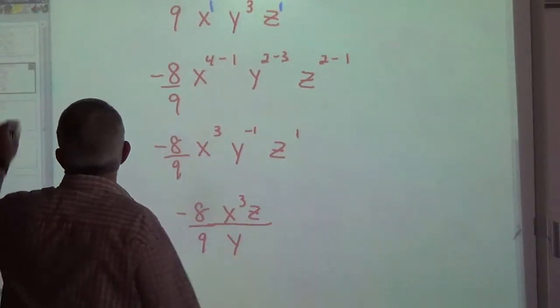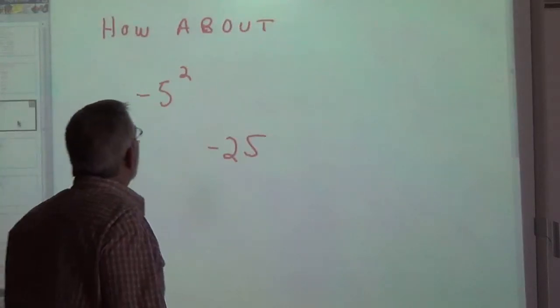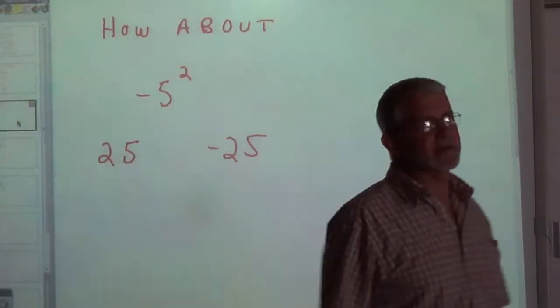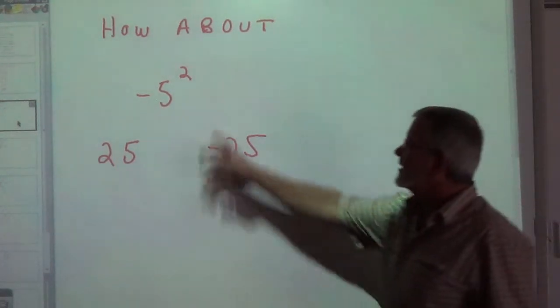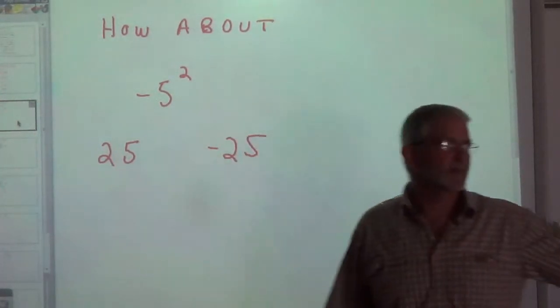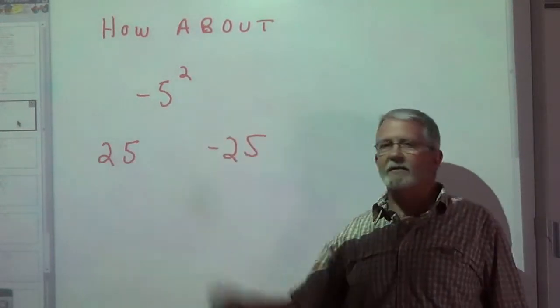Next question here. Here's a good one. How about negative 5 squared? What is that? I'll give you two options. Option number 1, negative 5 squared is going to be 25. Option number 2, negative 5 squared is negative 25.